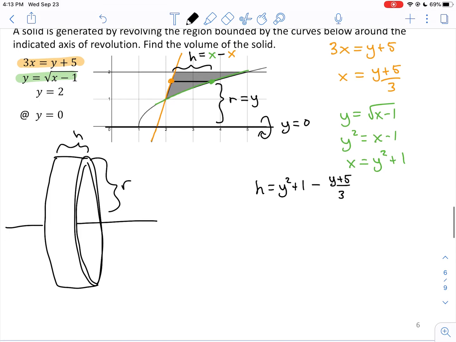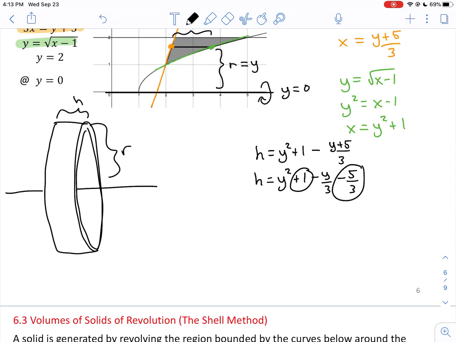Now, if you want to simplify h, remember this issue of you can split this 3 up under the y and 5, but then also don't forget you're going to have to distribute this negative. So you could write h as the same thing as y squared plus 1 minus y thirds minus 5 thirds. Combine the 1 and the negative 5 thirds. That's going to be 3 thirds minus 5 thirds, so negative 2 thirds. And let's just call that good for h. It'll be y squared minus y thirds minus 2 thirds.